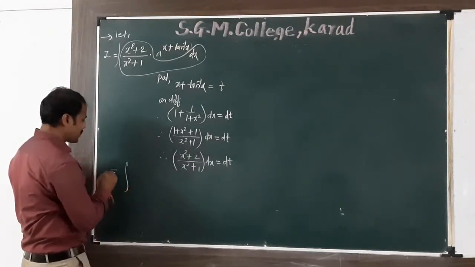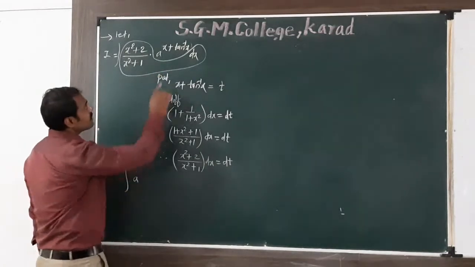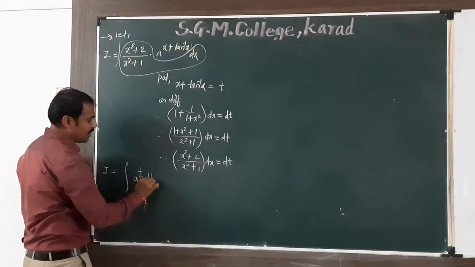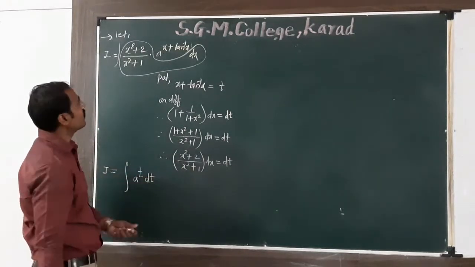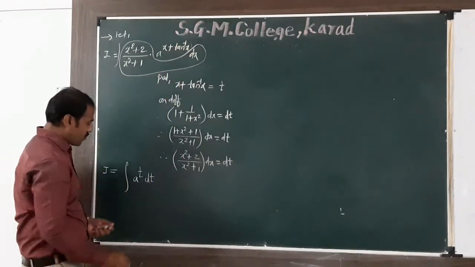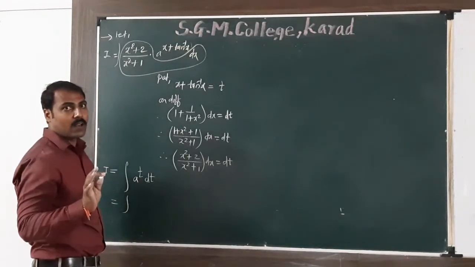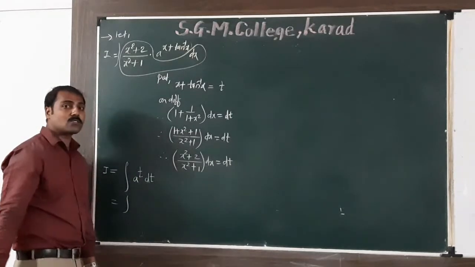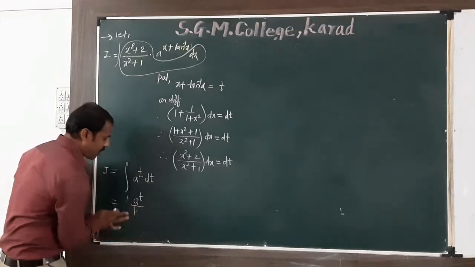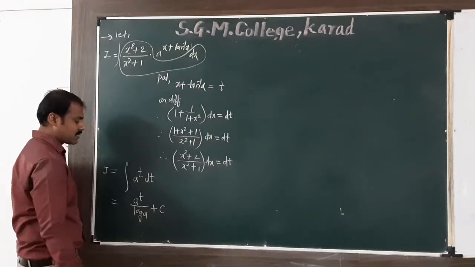So the integration becomes I is equal to a raised to (x plus tan inverse x), where x plus tan inverse x is t, so a raised to t into the value of (x square plus 2) divided by (x square plus 1) dx, which is dt. Now, the integration of a raised to x is what? a raised to x divided by log a. So the integration of a raised to t is a raised to t divided by log a plus the constant of integration.